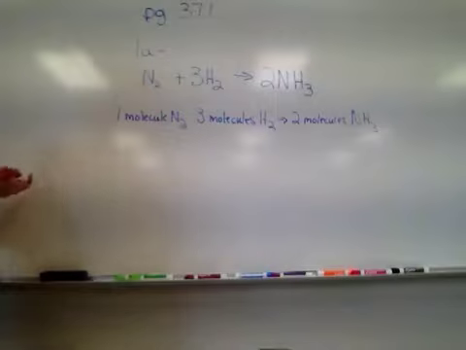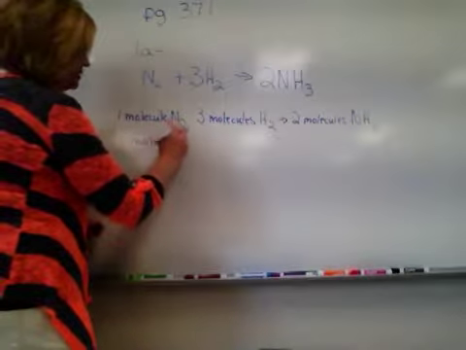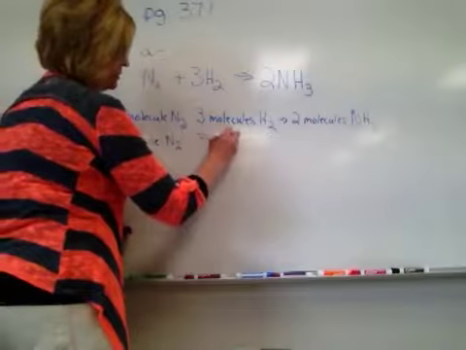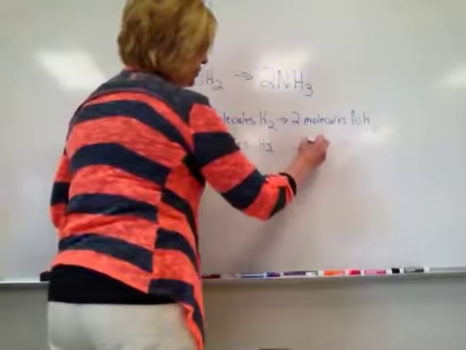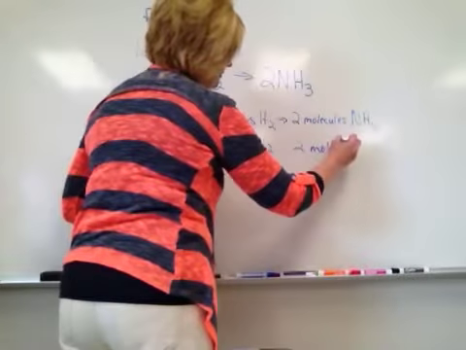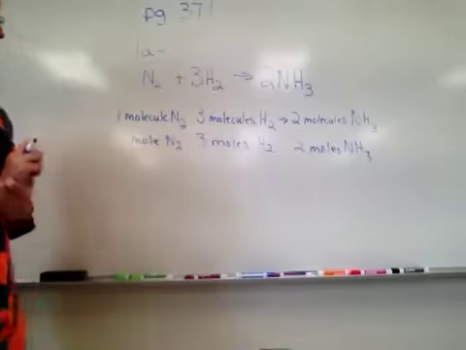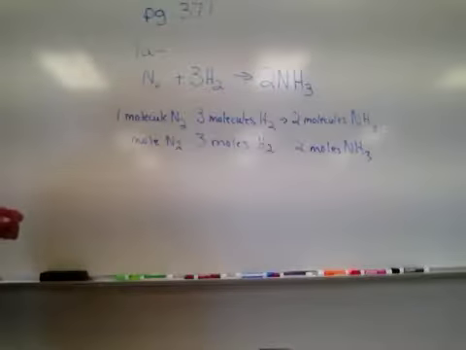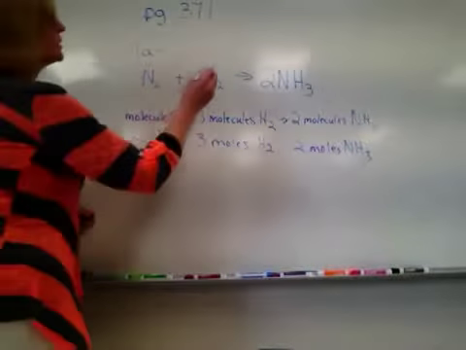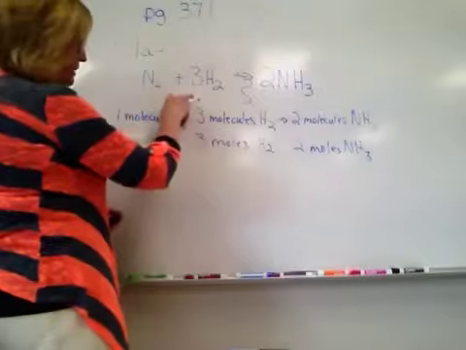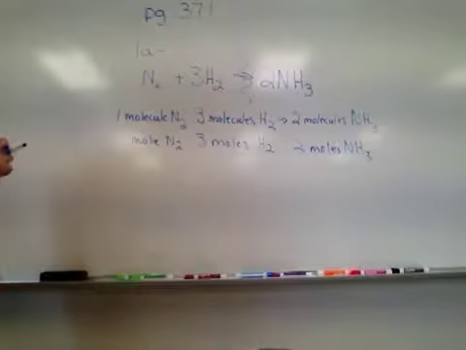So then the next step is easy. That also means I have 1 mole of N2, I have 3 moles of H2, and I produce 2 moles of NH3. The last step asks you for your mass, and your mass shows the law of conservation of mass. So whatever is on my reactant side should also equal my product side.